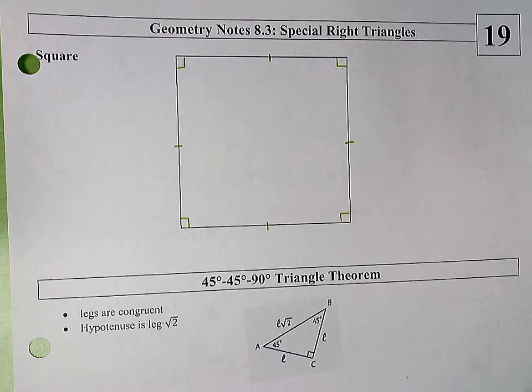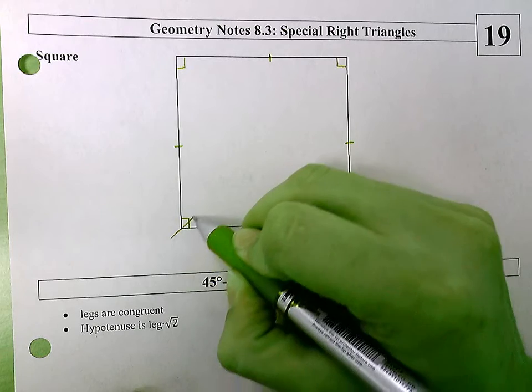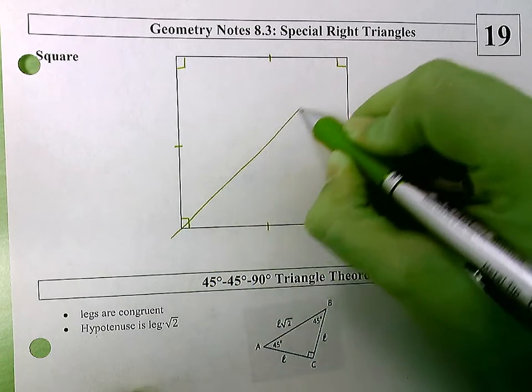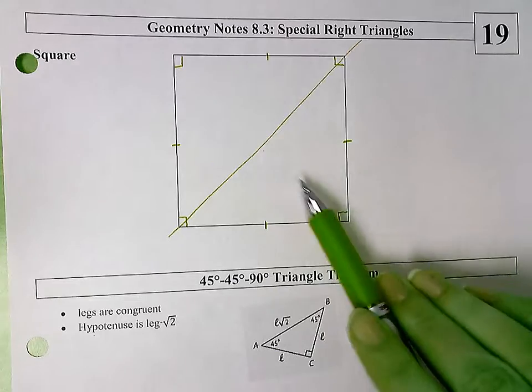So what I'm going to do now is draw in a diagonal. Okay, so here's my diagonal. This is an orange pen. So when I do that, it splits the square into 2 right triangles. Okay? Can you see the 2 right triangles?